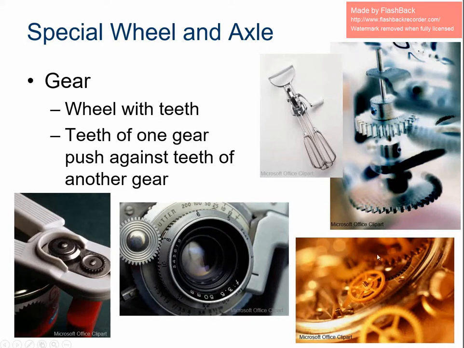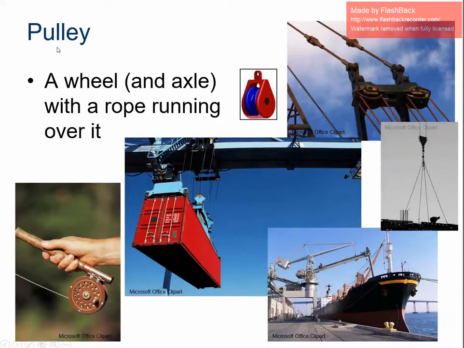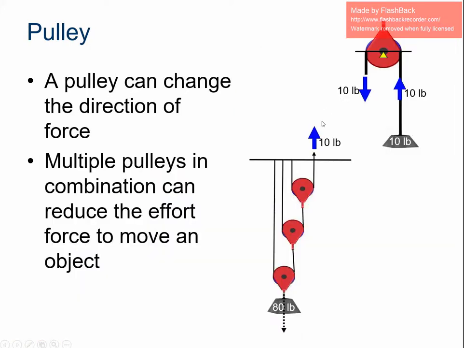And here's another example of a finer watch. A pulley is another example of a wheel and axle. All it is, is a wheel with a rope running over it. Pulleys change the direction of the force, and if we put multiple pulleys in series, we reduce the effort required to move an object. If you notice, this one requires 10 pounds of force to move an 80-pound object, whereas a fixed pulley is 10 pounds of force to move a 10-pound object.